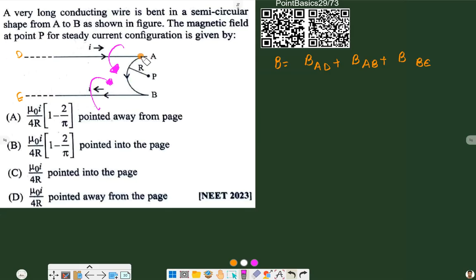Now for the arc AB. For arc AB, if we orient our thumb downward, from A to B, then we will find that the magnetic field here at point P will be coming out of the page.